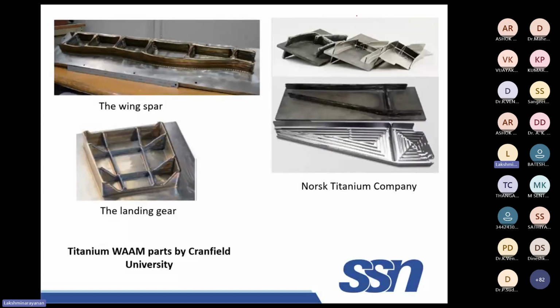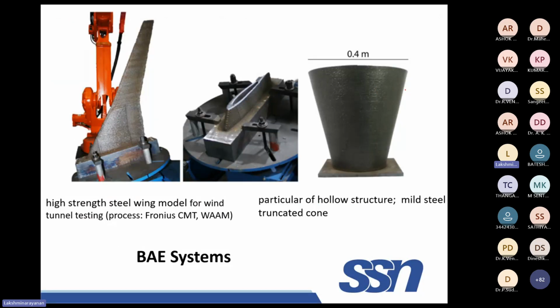If you see the Cranfield website, you can see this wing spar, which is fabricated using additive manufacturing. This is a landing gear, made by a titanium company. They fabricated this, so there are a lot of applications of WARM. This is BAE Systems, where a high strength steel wing was made for wind tunnel testing. They use the CMT process. You can also see the hollow features deposited, around 400 millimeters, made of mild steel. It is a truncated cone. You can see a feature deposited here.